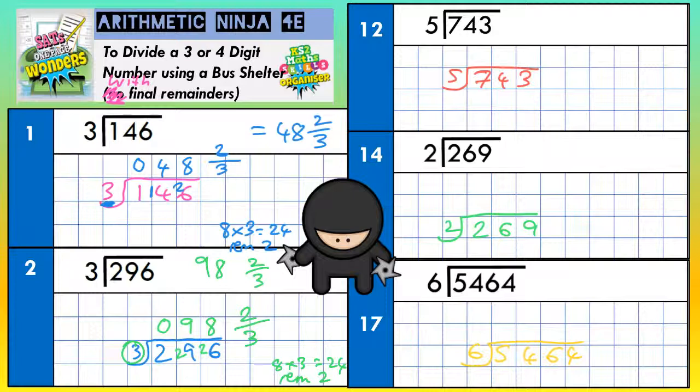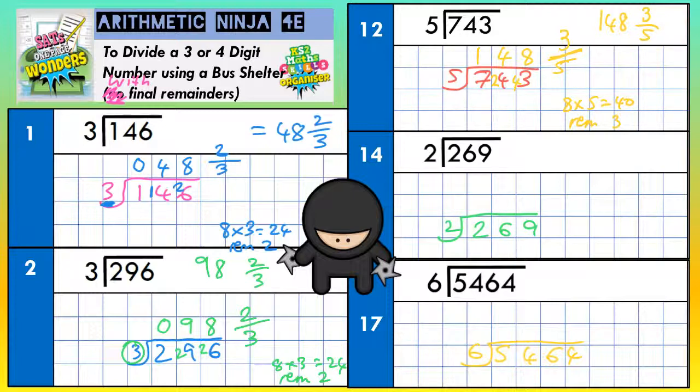Question number 12. 5's into 7 goes once, but with 2 left over. Carry the 2 to make 24. 5's into 24 goes 4 times, that's 20, with 4 left over. And 5's into 43, well, 8 5's are 40, which leaves a remainder of 3 to make 43. So your 3 is your remainder, but because you're dividing by 5, the 3 is also divided by 5. So that gives you a final answer of 148 3/5.